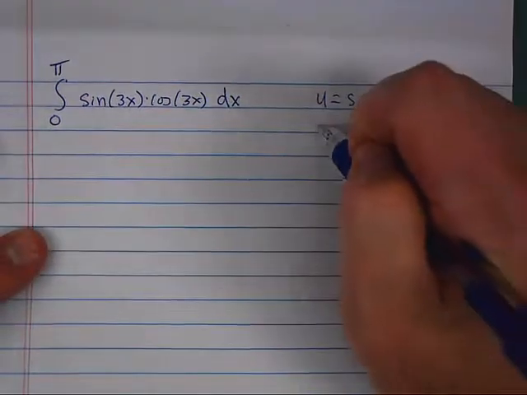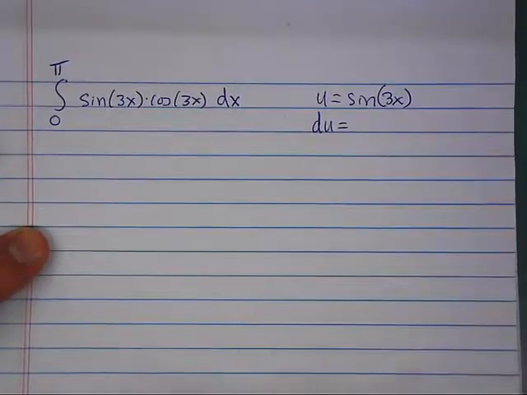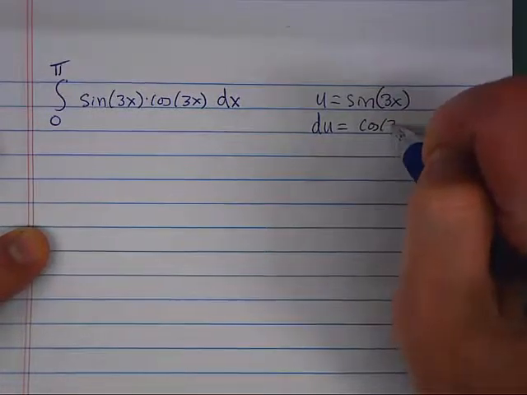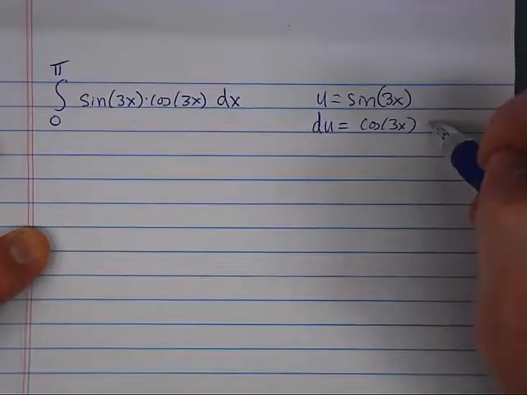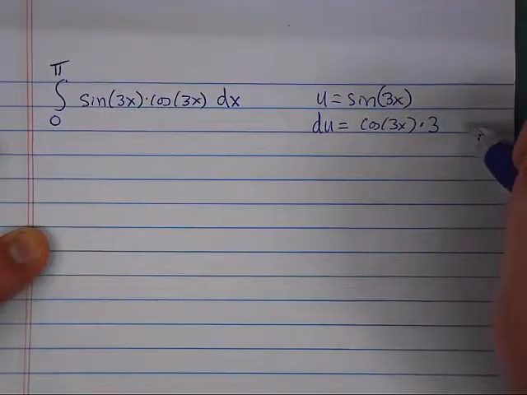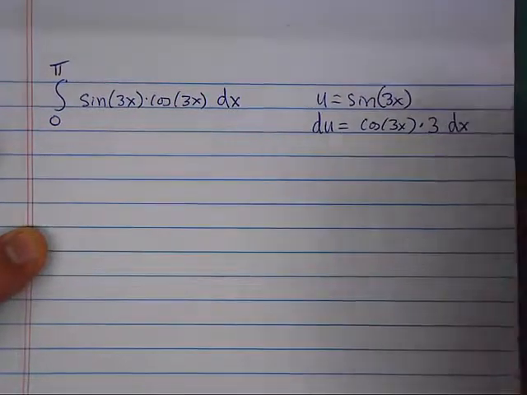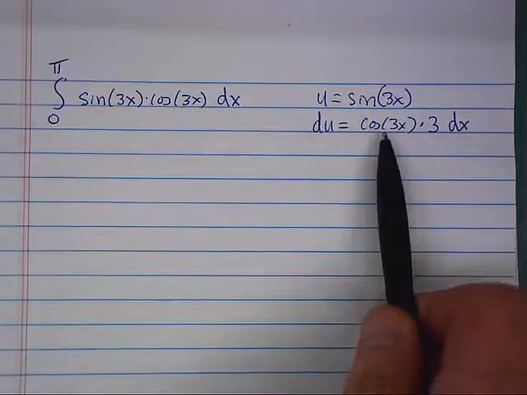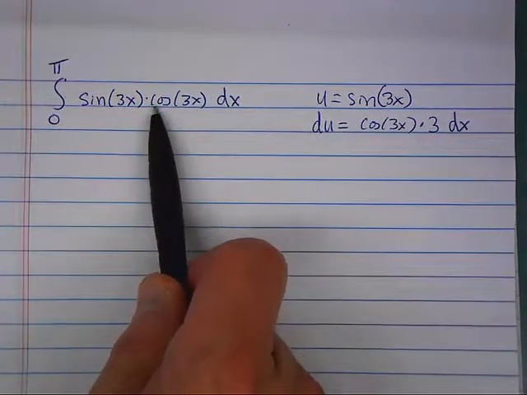All right, so du would be, what's the derivative of sine 3x? Cosine 3x times 3 dx. Where did that times 3 come from? Chain rule. Don't forget your chain rule there. So I have almost what I need. I have a cosine 3x dx. I really need a 3 in here.